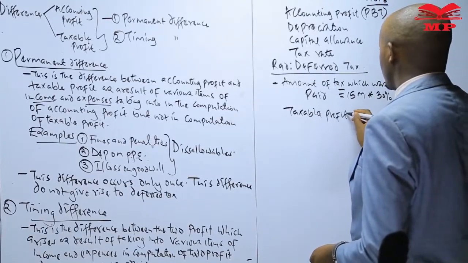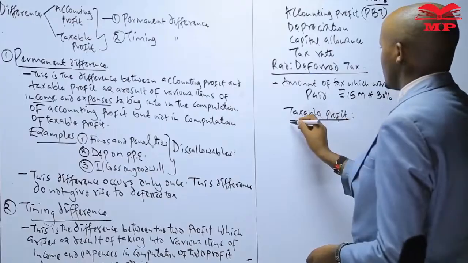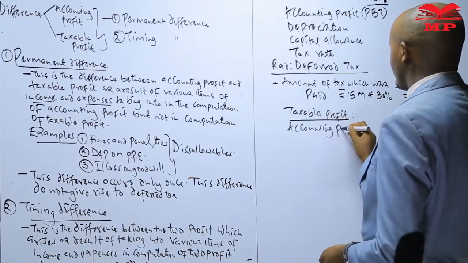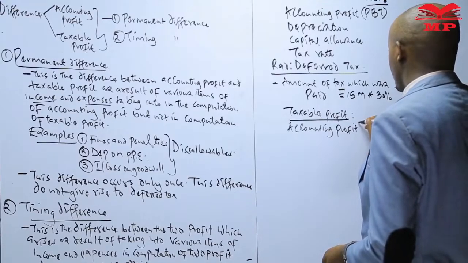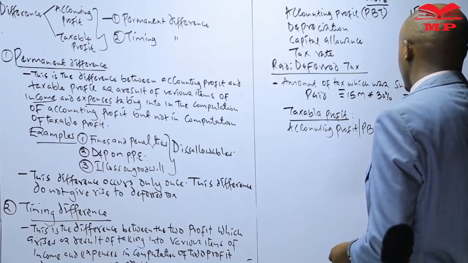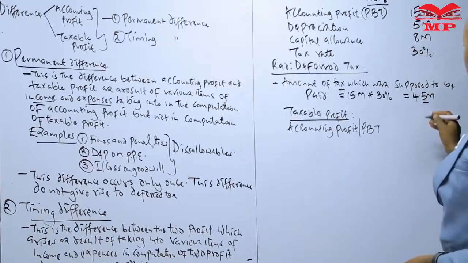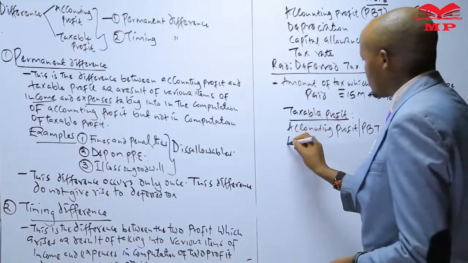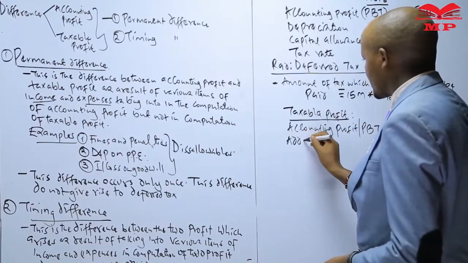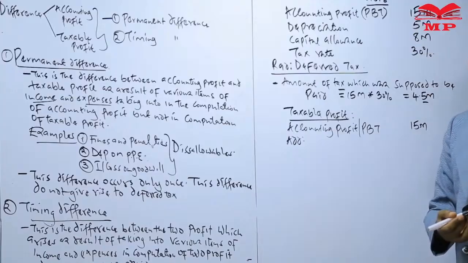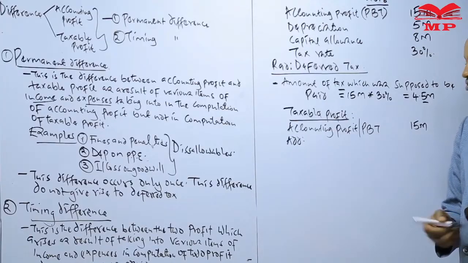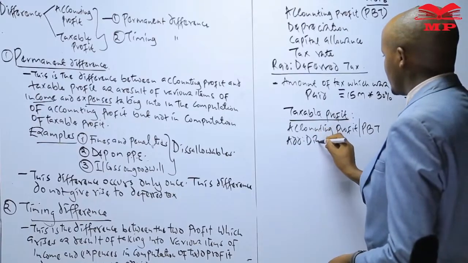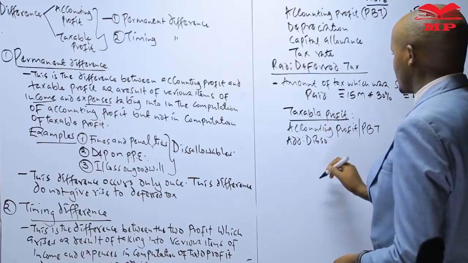Now the taxable profit in this case is given by what we refer to as accounting profit. This we need to remember from what you did in taxation. Accounting profit in our case is given as 15 million. For us to compute the taxable profit, to this we need to add back any disallowable expense which was deducted in arriving at that profit. Meaning that we need to add all disallowable expenses.